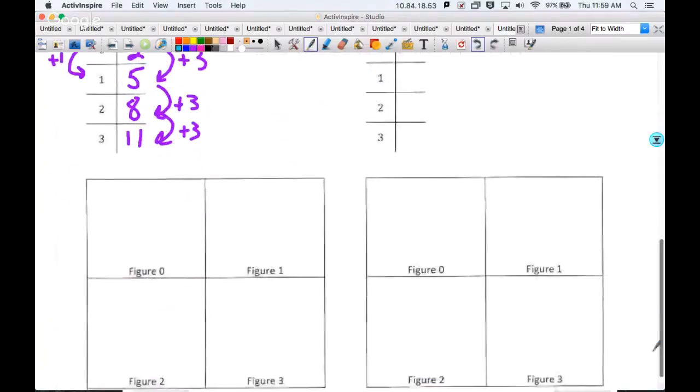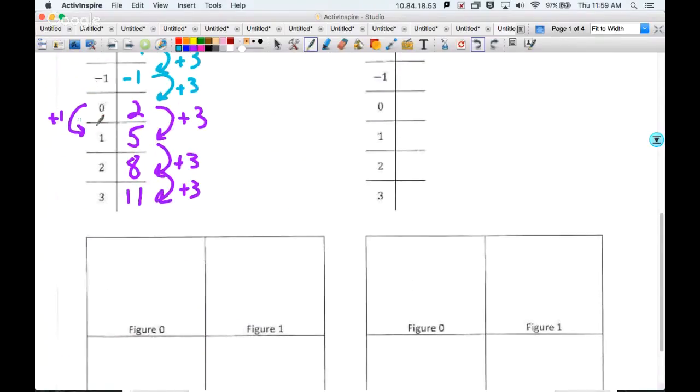Now for the pattern, the 0th figure, I got to look at row 0 to figure out how many boxes it should have. Well, it should have 2, right? Our starting value is 2. We start with 2 boxes. Then how many boxes do we add each time? We add 3. So I redraw the previous figure, and then I add 3 more boxes, and I just like to add them right on top.